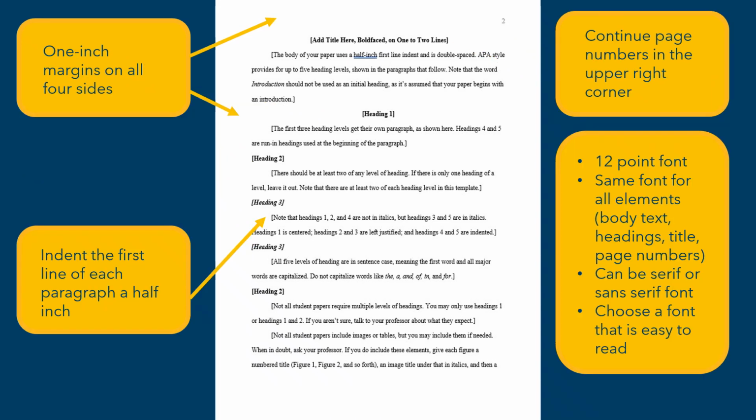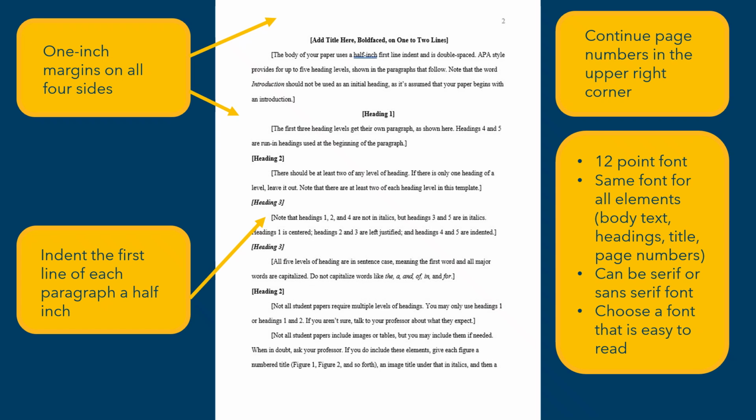Papers are double-spaced with a 1-inch margin around the body of the document, top, bottom, and both sides. Page numbers continue on all pages of your paper. The body text of your paper has a 1/2-inch indent at the beginning of each paragraph.